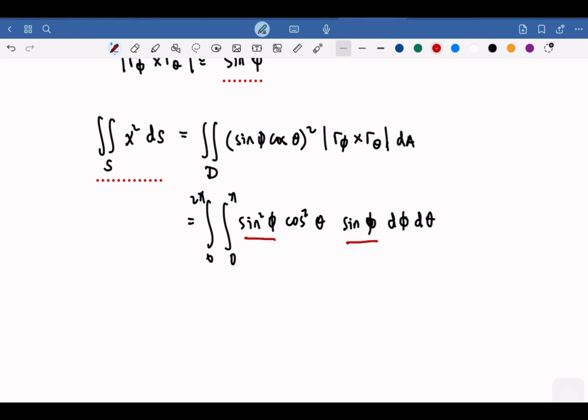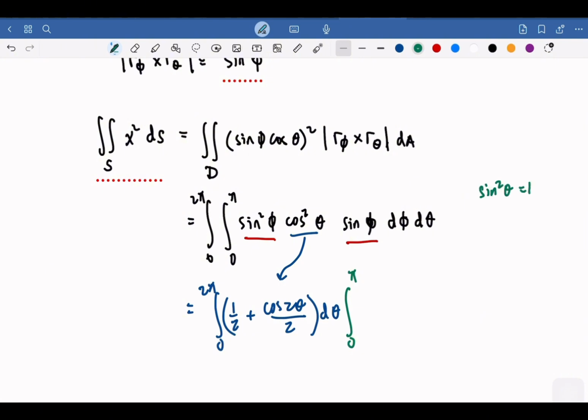I will make it into another form, separating it into two integrals. The first one is the theta part, which is cosine squared theta. I will transform it into one half plus cosine 2 theta over 2. And then the second one is the phi part. I will change the sine squared into 1 minus cosine squared.